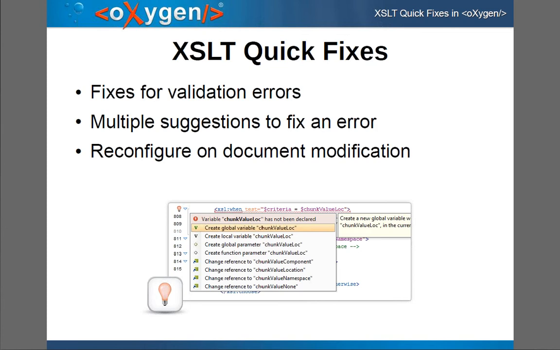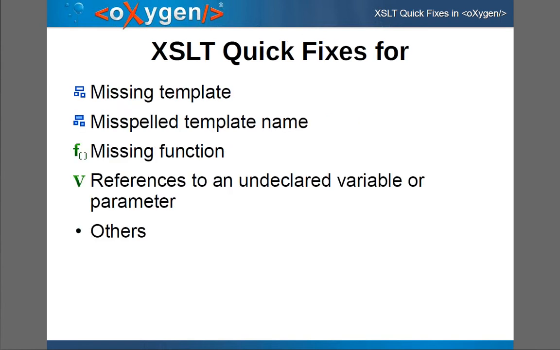So oXygen offers multiple proposals for validation errors. So the quick fixes are proposals used to fix a validation error, and these proposals are computed on each modification of the document. So they are valid proposals when you modify the document. We offer fixes for problems like missing template, misspelled template name, missing function, reference to undeclared variable or parameter, undeclared character map, attribute set, and others.